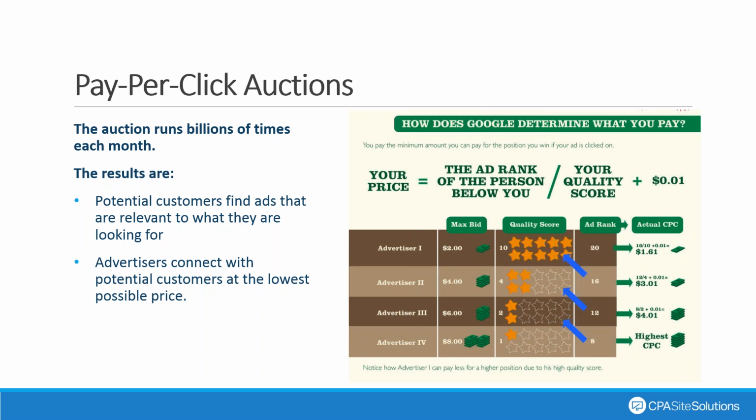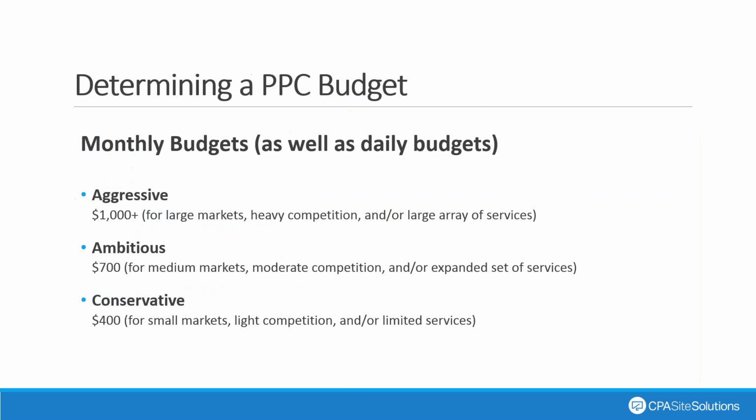So you pay the minimum amount that you can pay for the position you win if your ad is clicked on. That's pretty cool. So it's not just that Google is saying whoever pays the most wins. It's a combination, and so it really minimizes your spend, because if you're good, you can provide the best results. And really, Google is about making sure that when people search, they're finding great results.